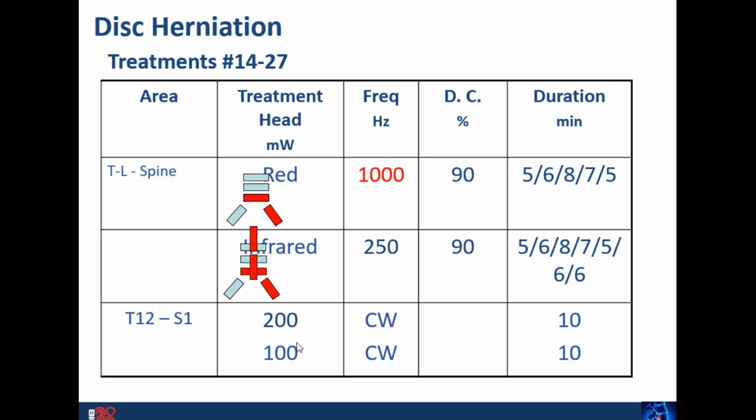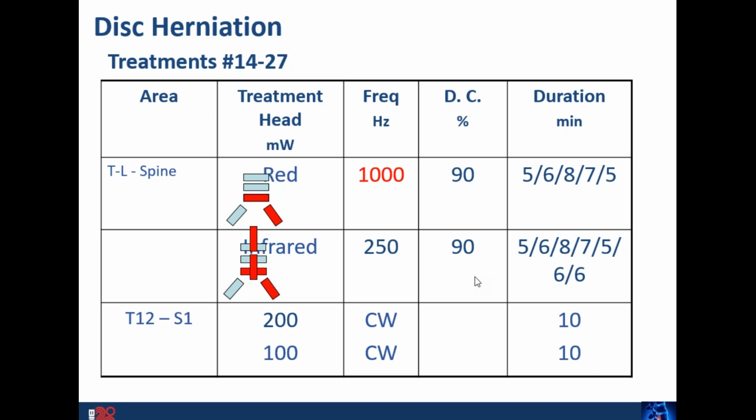By treatments 14 to 27, we have substantially increased the frequency of the red, keeping the duty cycle of the red and infrared, and the percent power of the probes the same. So you can see what we're doing here is increasing the frequency as opposed to the dosaging. Okay, as our patient is plateauing, and we need to try and stimulate the tissues in a way that doesn't alter the dosaging.